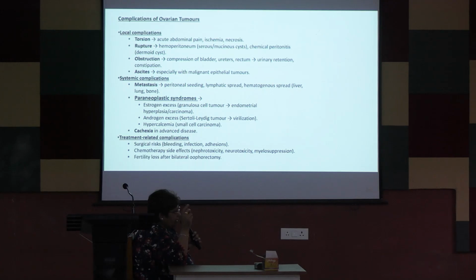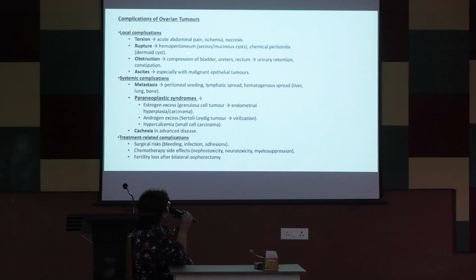Now, what are the complications of the ovarian tumors? There may be local complications, systemic complications, treatment related complications, and another thing is paraneoplastic syndromes. Local complication may be torsion. Torsion will cause acute abdominal pain, ischemia, and necrosis of the ovary.